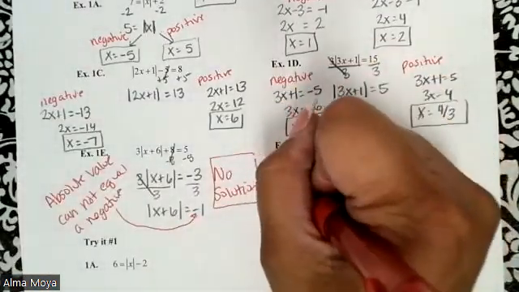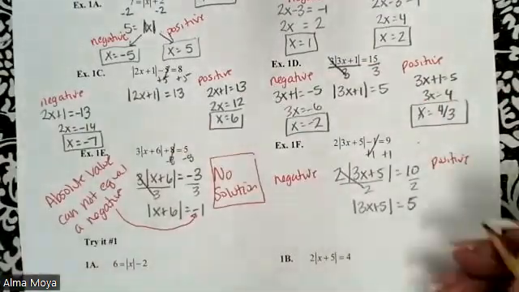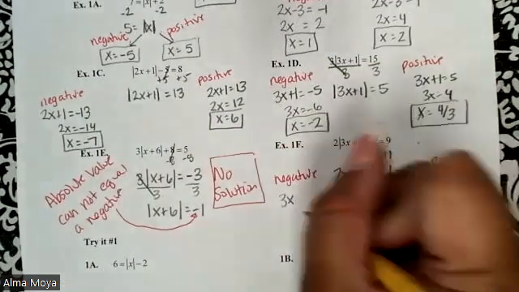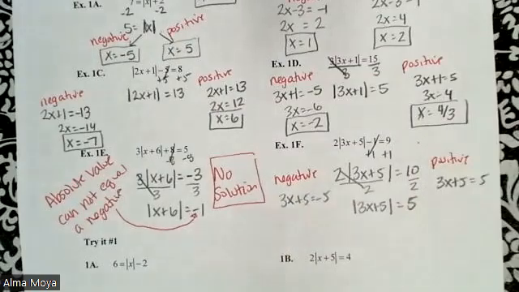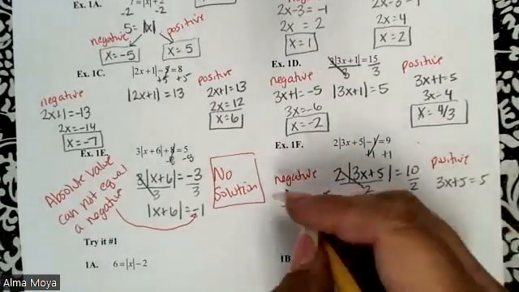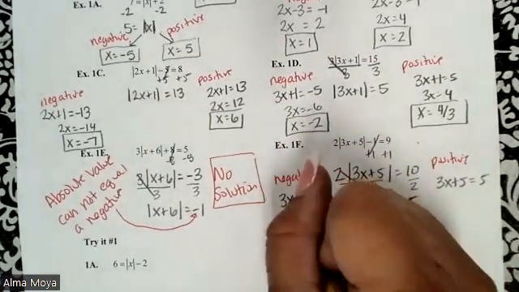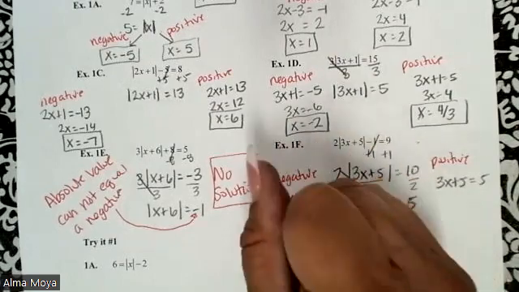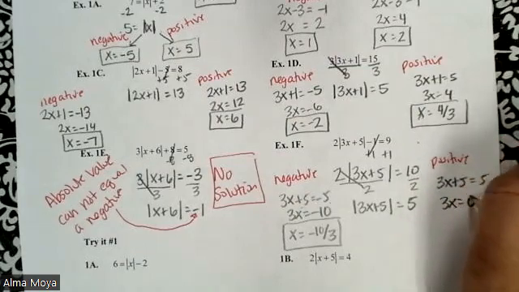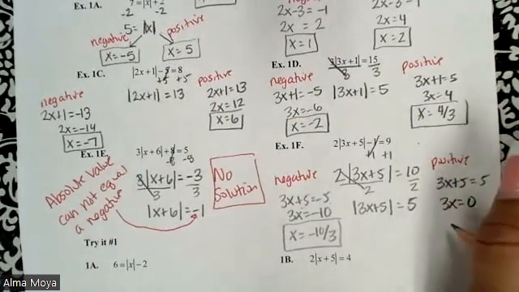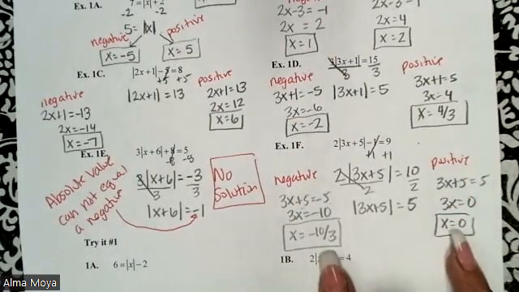So now I'm going to do the negative side and the positive side. So let's set 3x plus 5 equal to negative 5 and 3x plus 5 equal to positive 5. In this case, I'm going to subtract 5 from both sides. So 3x equals negative 10. And then divide both sides by 3. So x equals negative 10 over 3. On this side, I'm going to subtract 5 from both sides. So I get 3x equals 0. And then I'm going to divide both sides by 3. So x equals 0. So the answer here is negative 10 over 3 and 0.